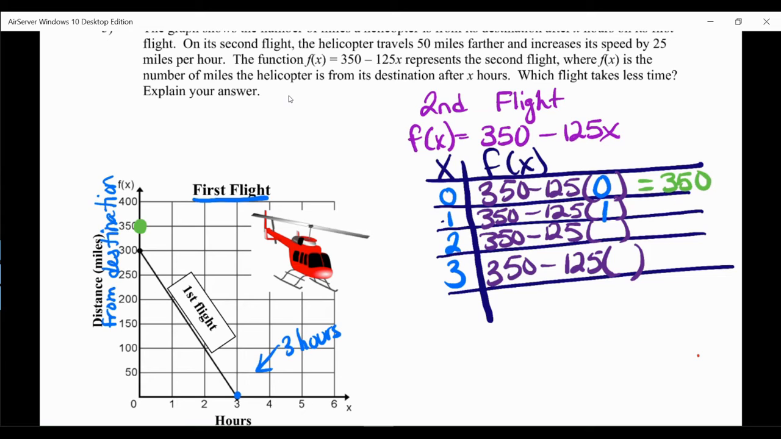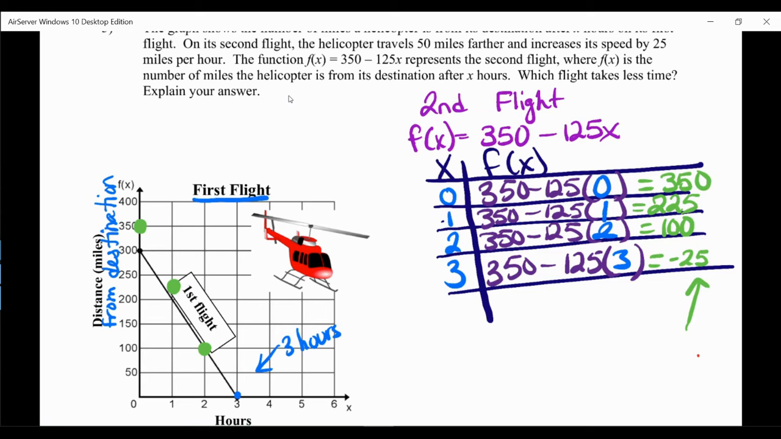After 1 hour, the second flight helicopter is 225 miles away from the destination. After 2 hours, it's 100 miles away from the destination. And after 3 hours, well, this results in a negative number, which means that most likely the second flight got there faster. But let's graph and see.